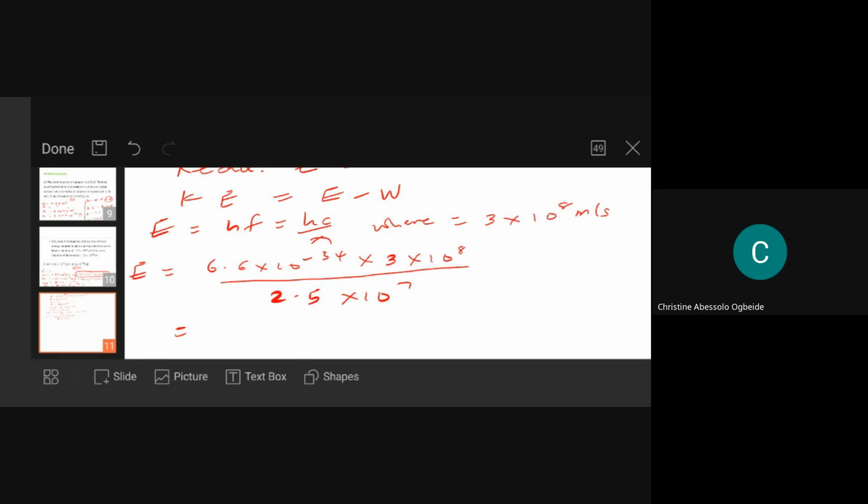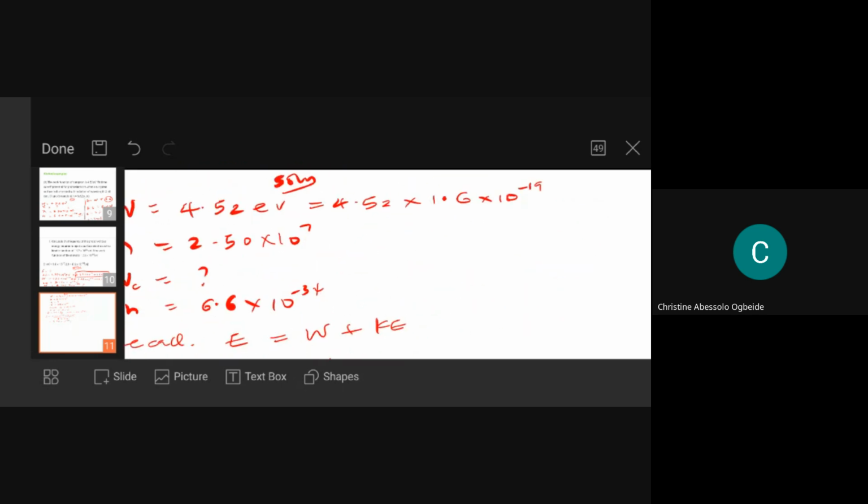7.92 times 10 to the power of minus 33. 7.92 times 10 raised to the power minus 33. That's the energy in joules.